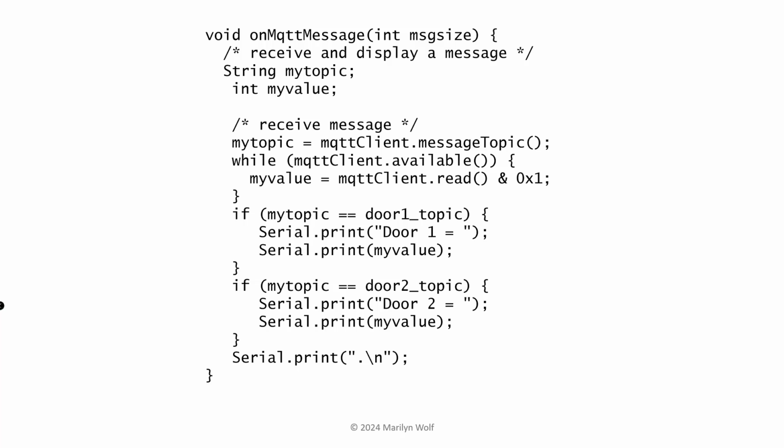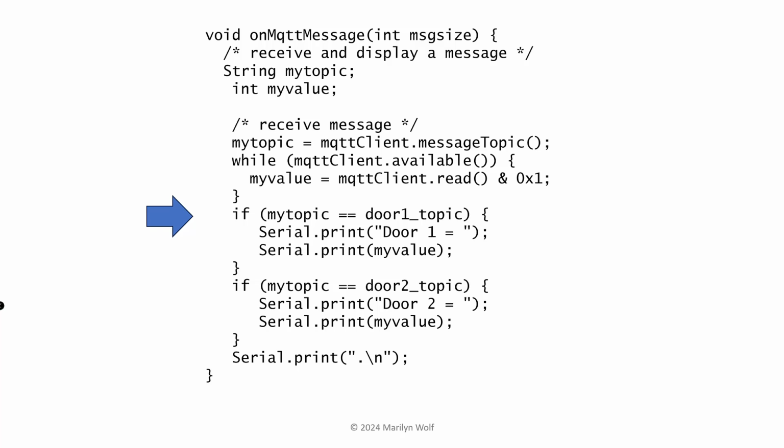This code is from the console. The onMQTT message function is called whenever the console receives a message on a topic to which it has subscribed. It parses out the topic name and then the value contained in the message. It looks at the topic name to determine how to process the message. In this case, it can handle messages relating to two different doors. And in this case, it simply prints out the sensor value.